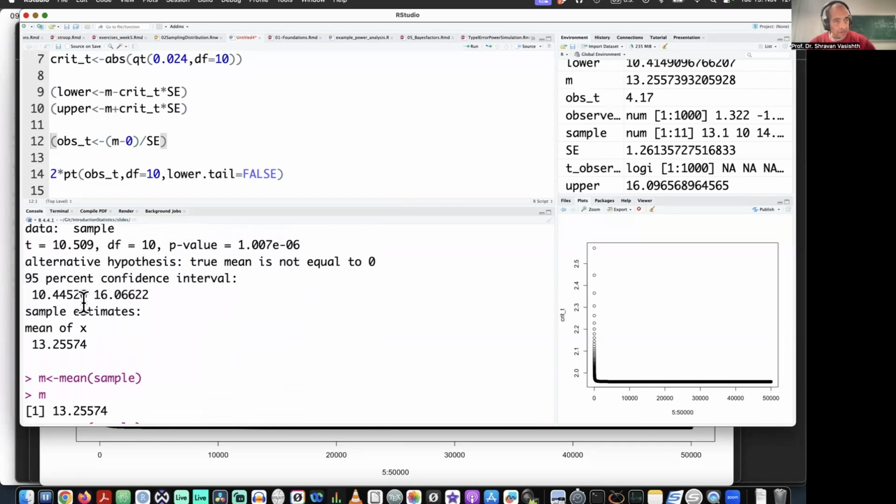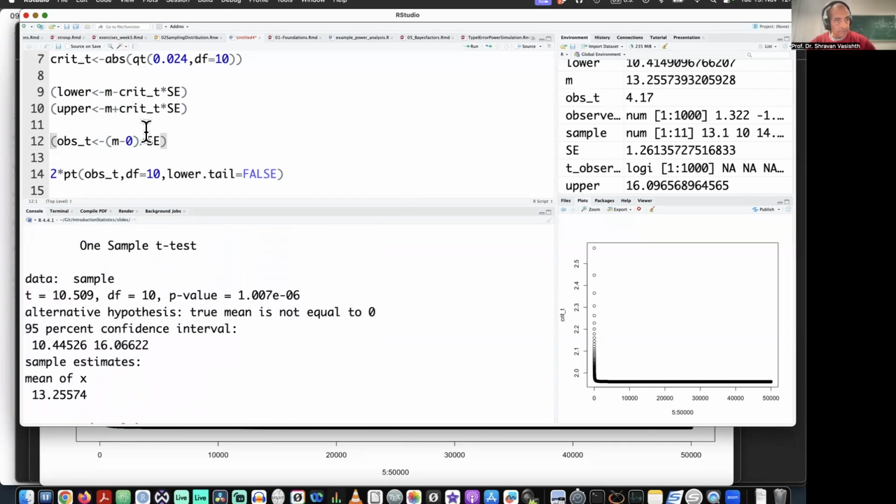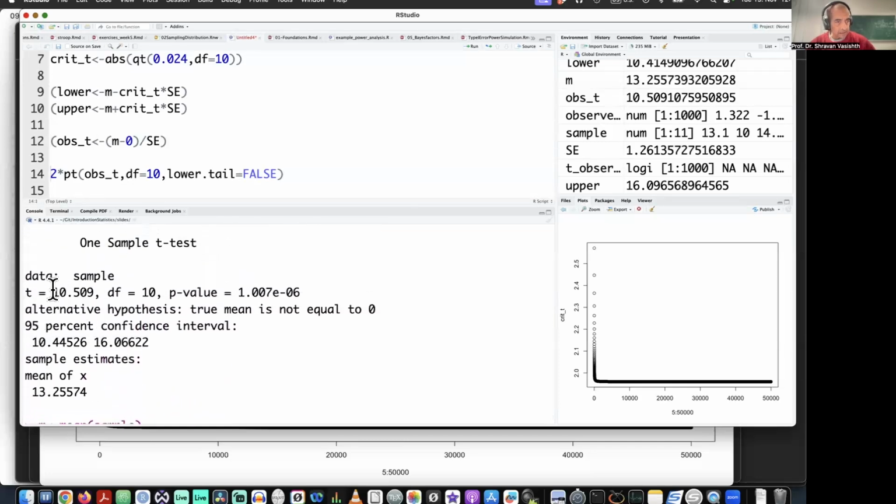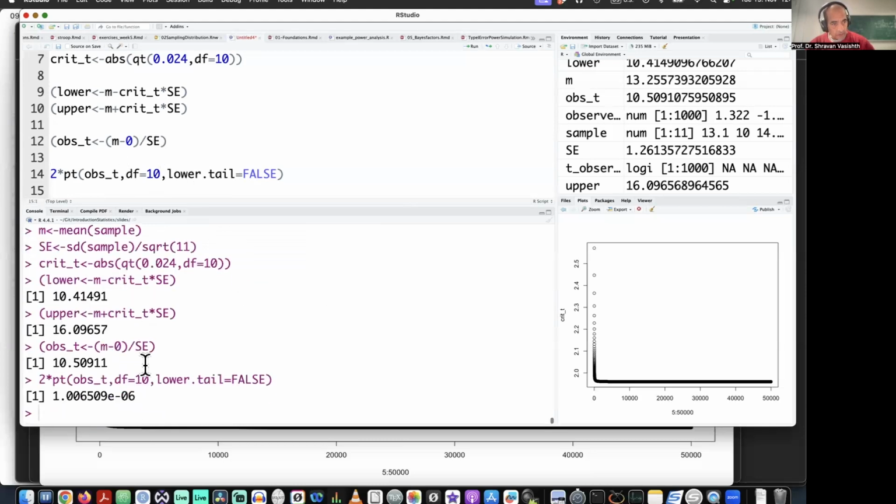So I have the confidence intervals and the mean down. So let's compute the observed t-value. What was my observed t-value? 10.50. What does the t-test say? 10.50, right? And what's the p-value? The p-value according to this is a very small value close to 0. That is 1 times 10 to the power of minus 6. That's what this scientific notation means. So let's compute the p-value. All right, we have exactly the same numbers. 1 times 10 to the power of minus 6.